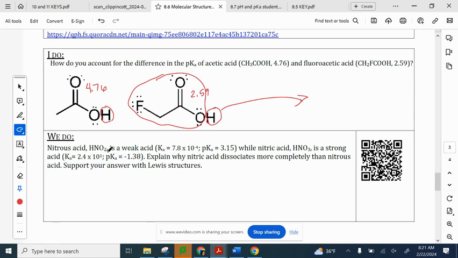All right. In order to understand these, we need to draw the structures out.